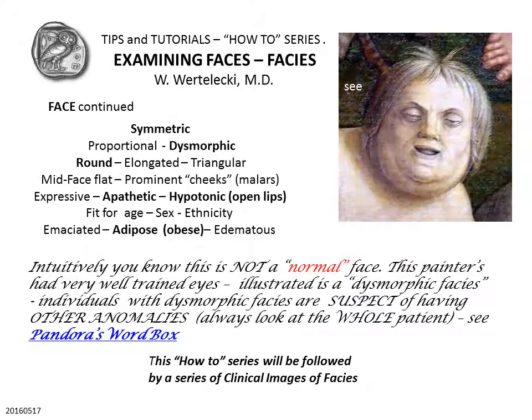And here all of you intuitively know that this face is not normal. This painting also illustrates that the artist who painted this image 500 years ago had trained eyes. Certainly, you can notice that it is a dysmorphic face. Perhaps you cannot explain in words why, but I think you would agree with me that the facial proportions here are altered, that it is rather round, that perhaps, I don't know if it is expressive or apathetic. This is an open question. Maybe you know, but I don't.